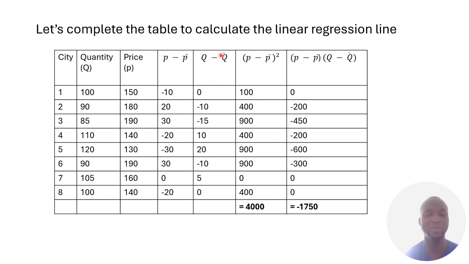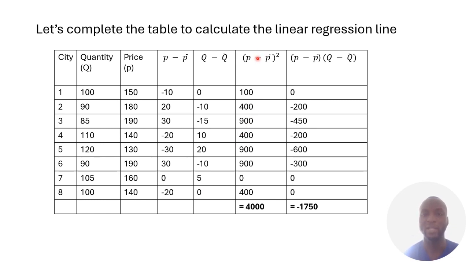Now let's look at the quantity. We use the same analogy for the quantity. The first quantity is 100. Remember, our average quantity is 100. So 100 minus 100, obviously it's 0. 90 minus 100 is negative 10. 85 minus 100 is negative 15. You continue until you get to the end. Again, 100 minus 100 is 0.